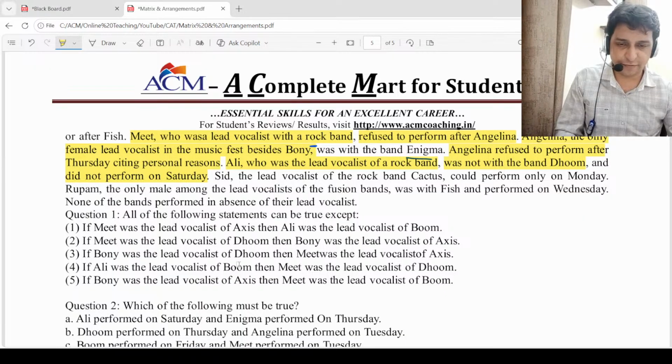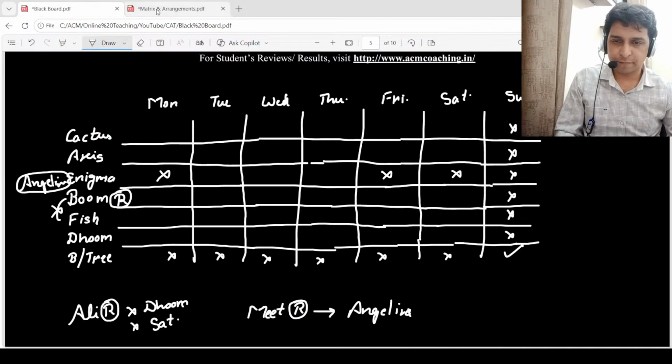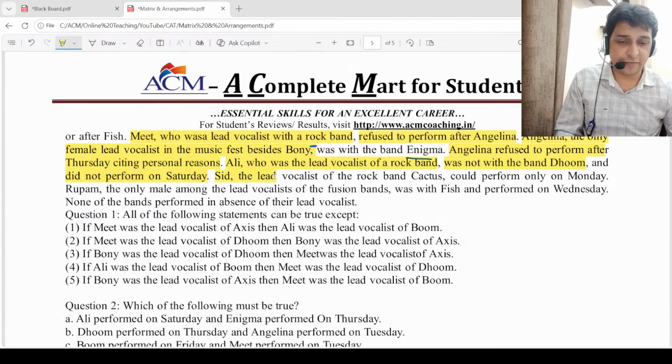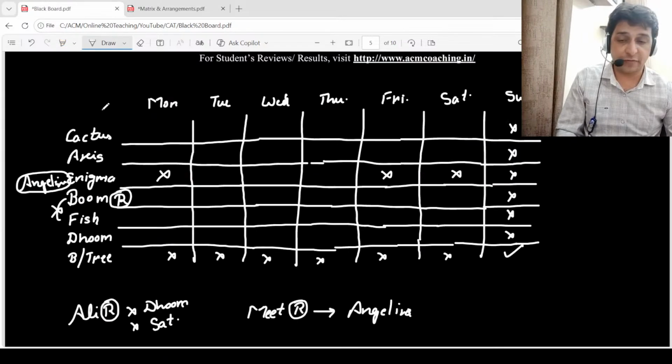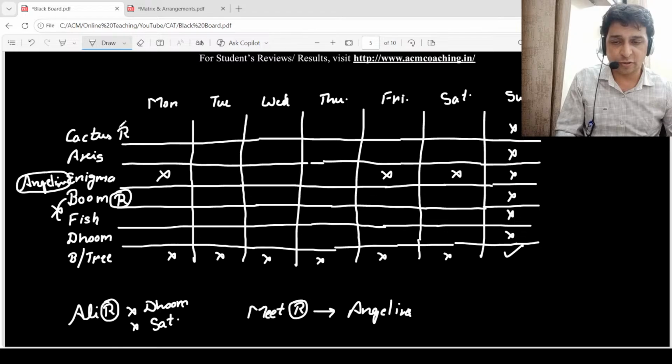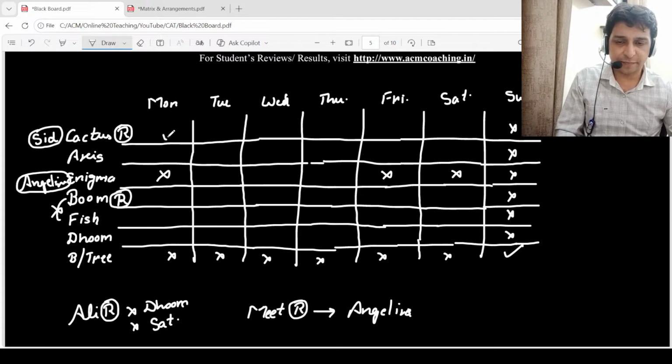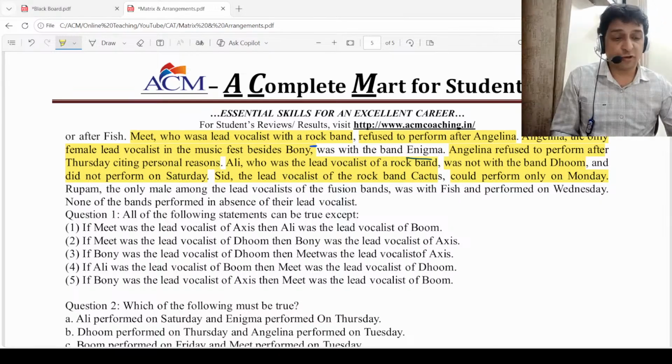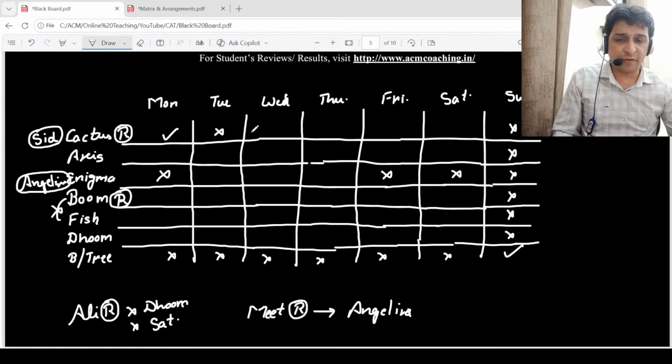The next one we have: Sid, the lead vocalist of rock band Cactus, could perform only on Monday. So one direct piece of information we got. Sid is the vocalist of the rock band Cactus, and he performed on Monday. That is given to us. So if he performed on Monday, he will not perform on any other day, and on Monday nobody else can perform. This is also crossed out for everybody.